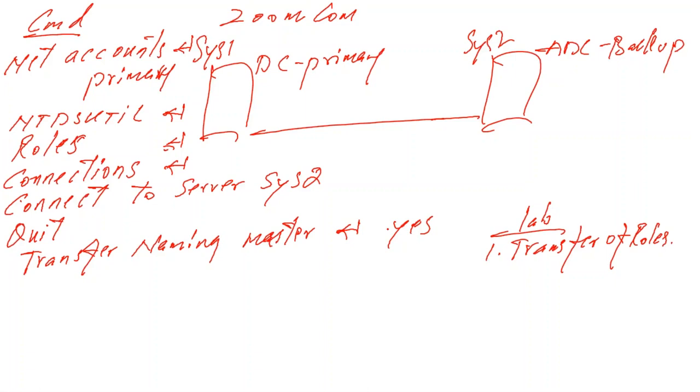Like this, other roles also, write down one by one. Transfer space RID space master. Press enter and click on yes. The next one, PDC: transfer PDC, only PDC. Transfer PDC, enter and click on yes. After PDC, don't type master there. Transfer PDC, enter and click on yes.